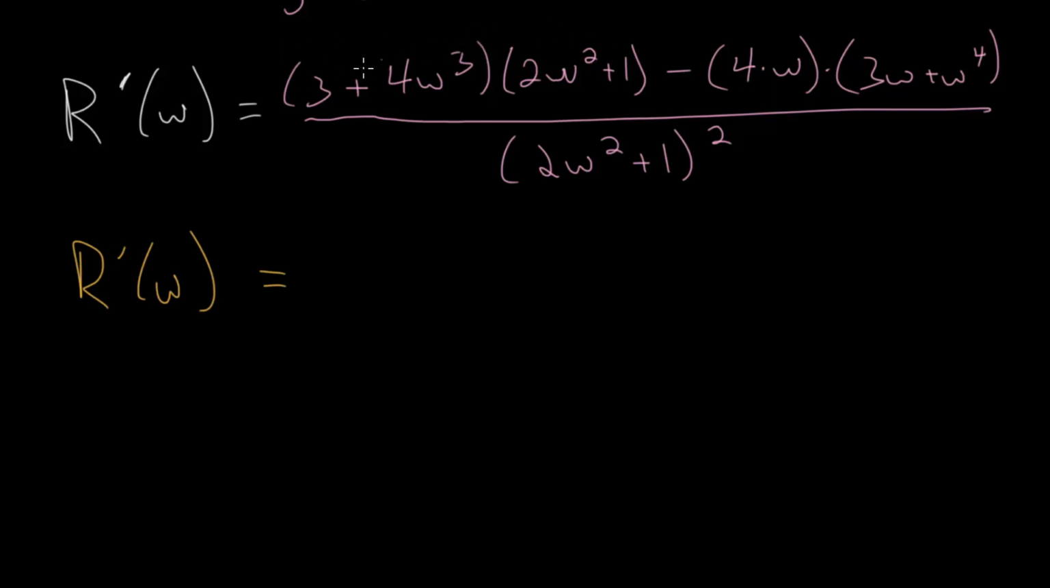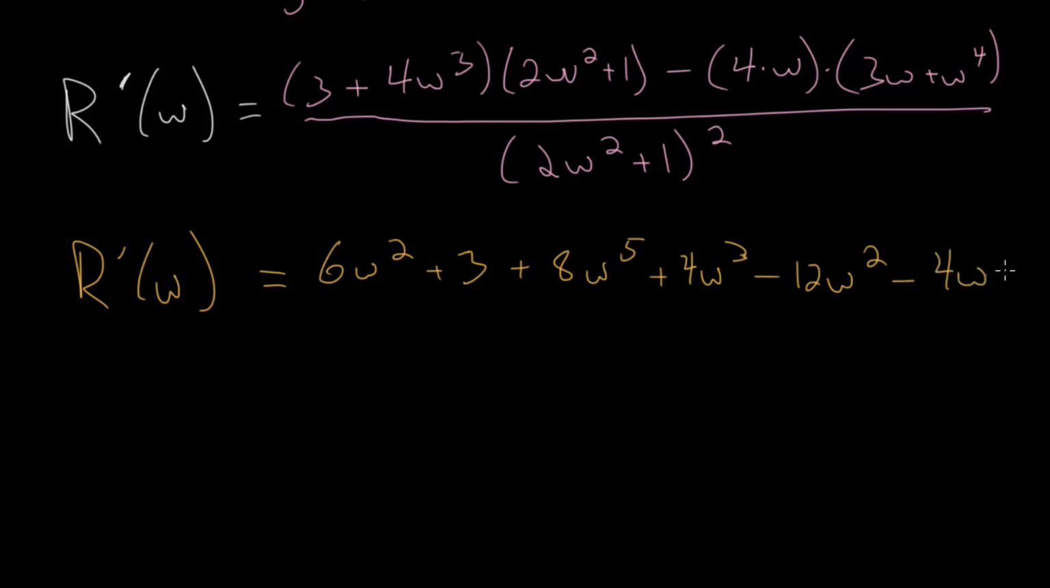We can just multiply all of this out. We will distribute the 3, then the 4w cubed to this second factor here, this expression. And we would get 6w squared. 3 times 1 is 3. Then 4w cubed multiplied by 2w squared would be 8w to the 5th. 4w cubed multiplied by 1 is just 4w cubed. Then for this one, we just distribute the minus 4w. So we get minus 12w squared, and minus 4w multiplied by w to the 4th is minus 4w to the 5th.